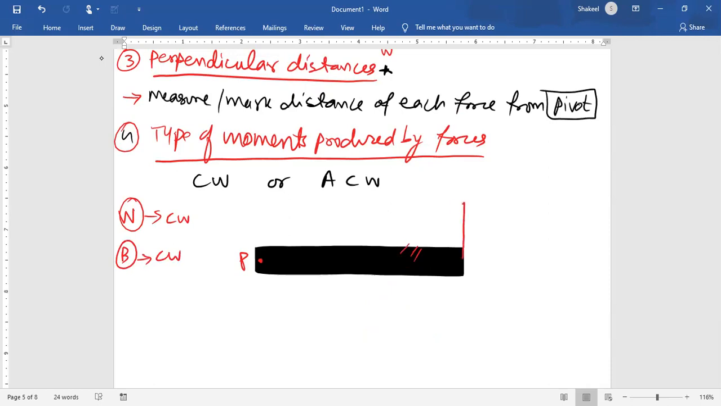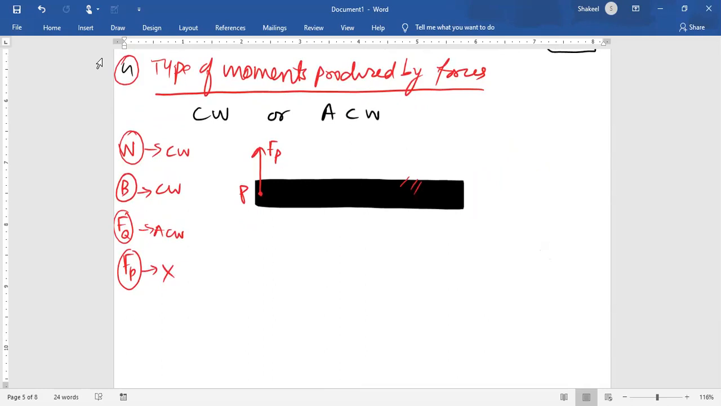Let's talk about this force which was acting upward, let's say FQ. As this is upward, it will be rotating the object in anti-clockwise direction. So you will say for FQ, it is anti-clockwise. And for FP, as it is acting through the pivot, it is not having any perpendicular distance, so there is no moment for that. So this is the way to find the type of moments.